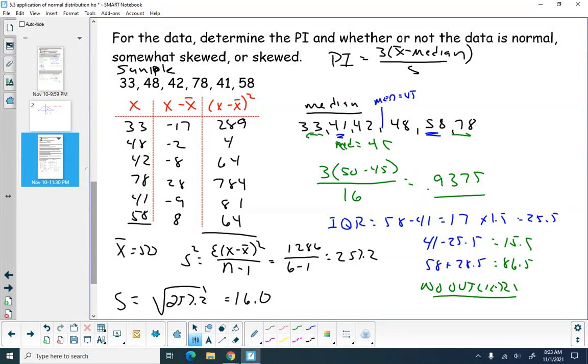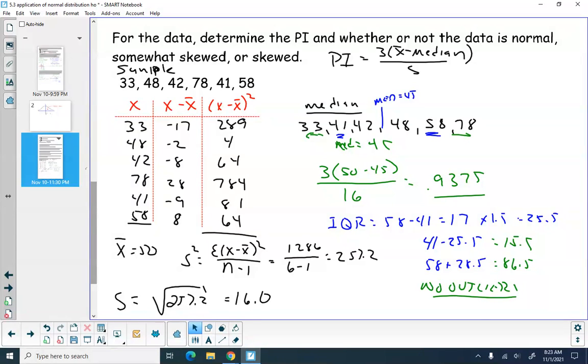We have no outliers. I'm in between 1 and -1 with my Pearson index, so I can conclude that I'm going to be normally distributed, approximately normally distributed. It may not be perfect, but I'm not outside of that range of 1, and I have no outliers. So I can conclude that I have a normal distribution here, approximately.